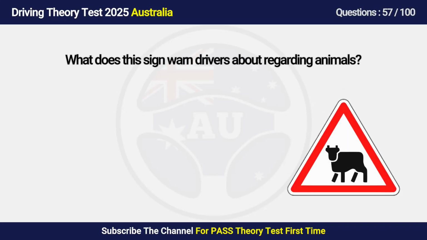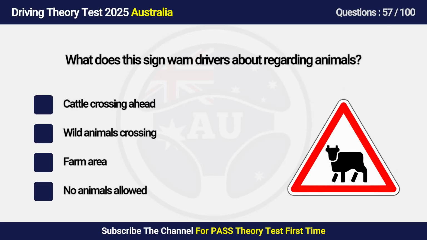Question 57. What does this sign warn drivers about regarding animals? A. Cattle crossing ahead. B. Wild animals crossing. C. Farm area. D. No animals allowed.